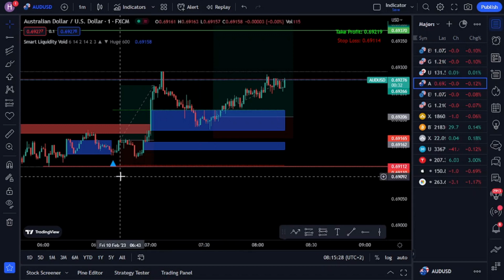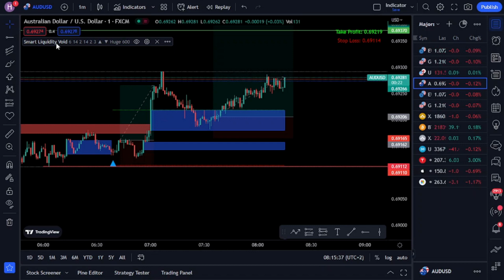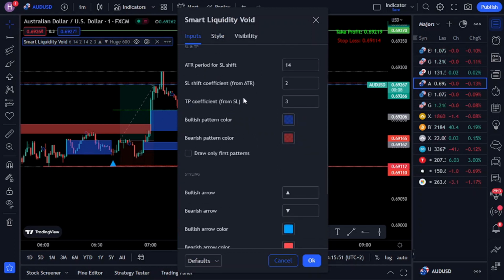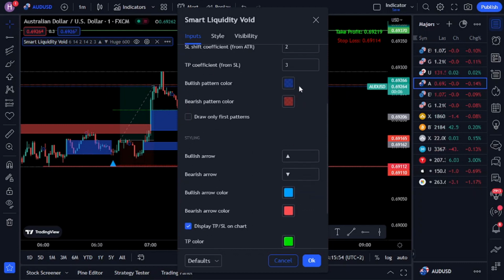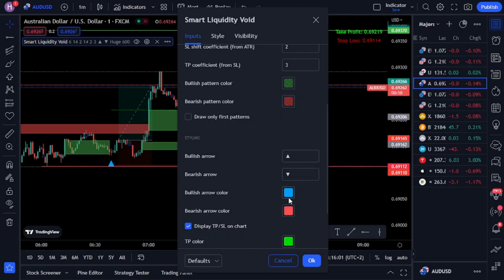After attaching your Smart Liquidity Void indicator to your chart, you will notice that it identifies and draws market imbalances or liquidity voids on the chart. A candle triggers the formation of a liquidity void when its body is abnormally longer than the previous candle. Under settings, we first have the quantity of candles or period that the indicator looks at. Second, we have the levels for stop loss and take profit based on the ATR coefficient.